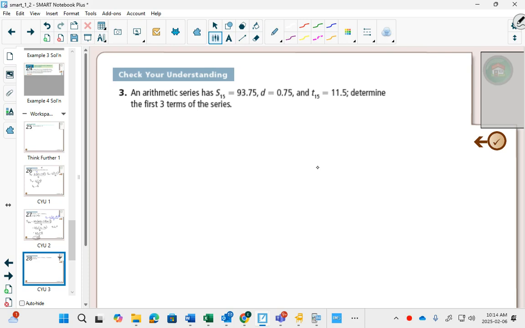So an arithmetic series has S15 as 93.75. We know term 15 is 11.5. And we know that d is 0.75. We want to find term 1, term 2, and term 3.